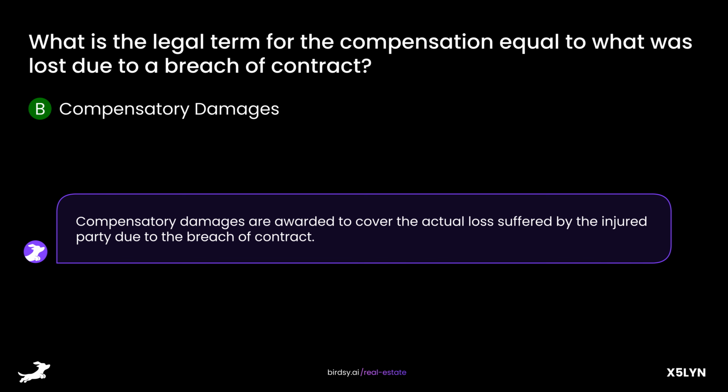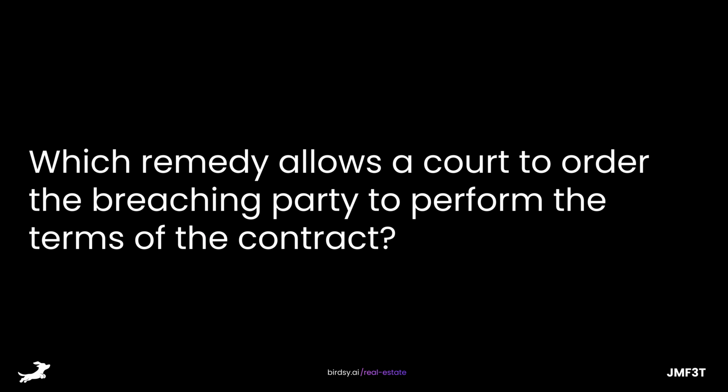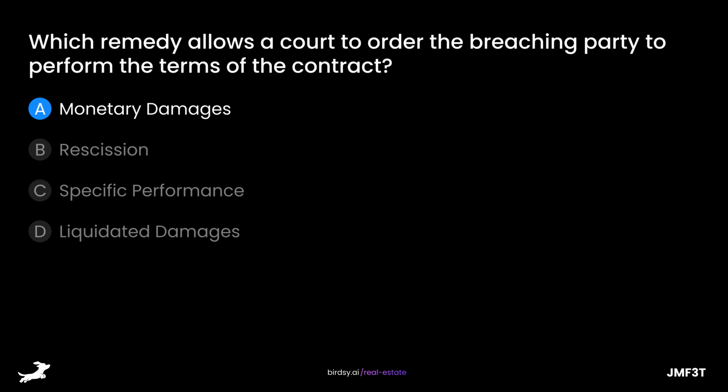Compensatory damages are awarded to cover the actual loss suffered by the injured party due to the breach of contract. Which remedy allows a court to order the breaching party to perform the terms of the contract? Is it A, monetary damages, B, rescission, C, specific performance, or D, liquidated damages? The answer is C, specific performance.